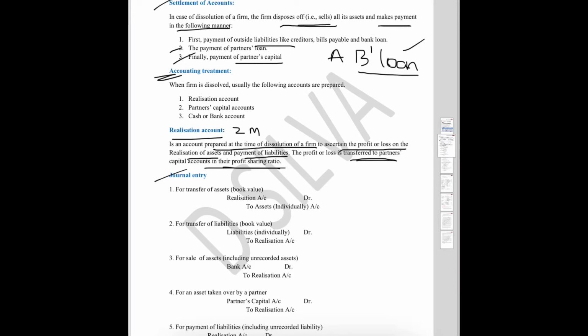For the sale of assets, we have understood that when you're closing your business, you need to sell your assets. So this is the journal entry that you need to pass: bank account debit to realization account. And when you're making payments, we will also pass a journal entry, which I will be explaining to you shortly.